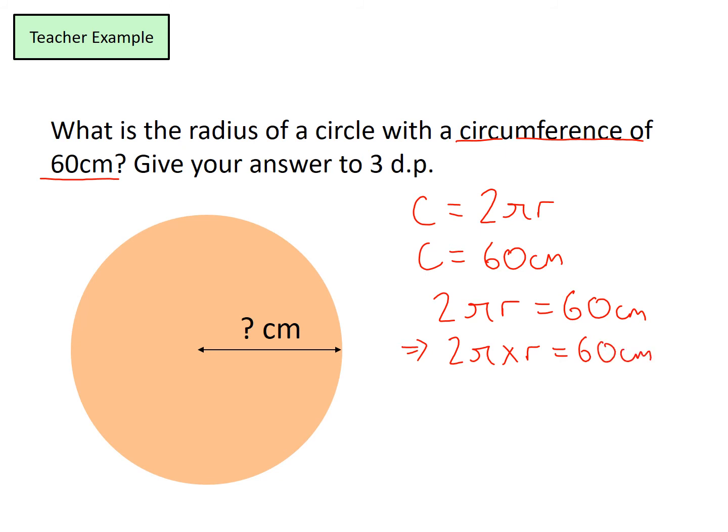Now to solve this, we need to get rid of the 2 pi because we want the radius on its own. How do we do this? Solving equations, we need to divide by 2 pi on both sides. 2 pi divided by 2 pi just leaves you with the radius. So the radius equals 60 divided by 2 pi. You put that into your calculator, you should get an answer of 9.549 centimeters to 3 decimal places.